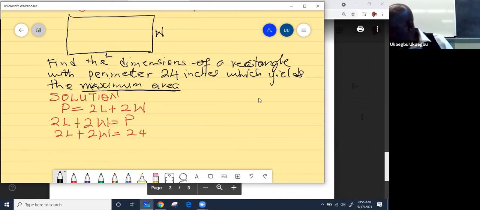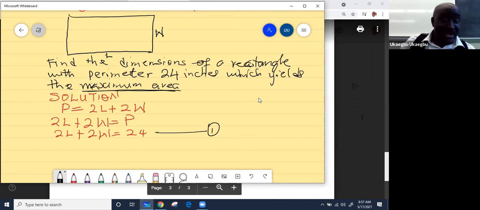Now, we can call this equation one. Now, for us to get the maximum area, we need to do what? We need to also get the area of this very lawn. We don't know the area because they actually want us to find the dimensions, but they didn't give us any other numerical value.